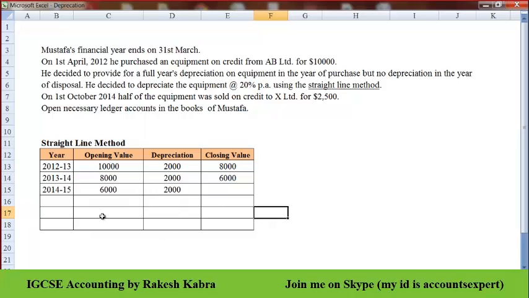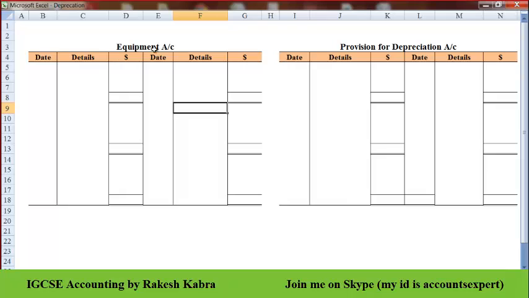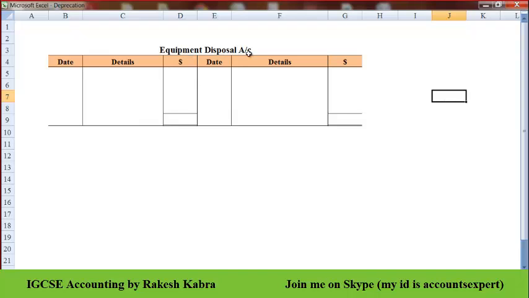And we sold the equipment in the third year, isn't it? So in this year we will not charge any depreciation as per the condition. So I am going to remove this, because in the year 2014 we sold the equipment, so in this year we will not charge depreciation. Okay. So this is the schedule of depreciation. Got it? Now see, I am going to open the necessary ledger accounts. First account we need to open is equipment, then provision for depreciation, and then equipment disposal account.